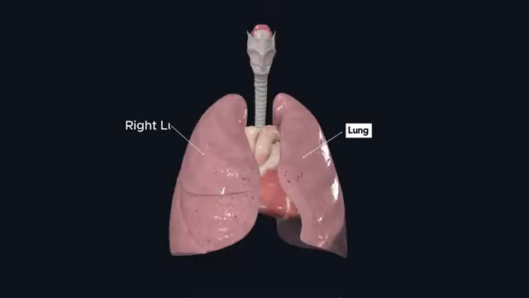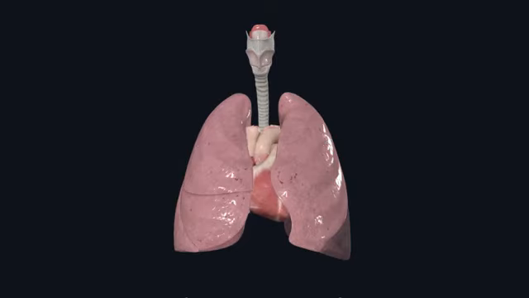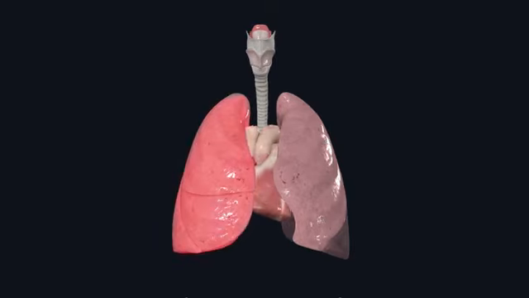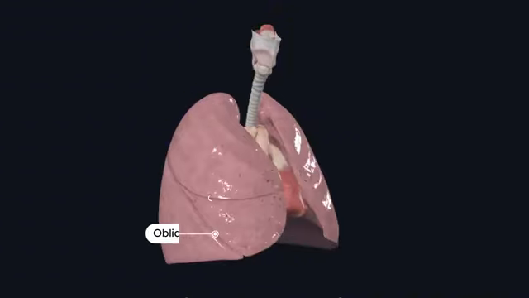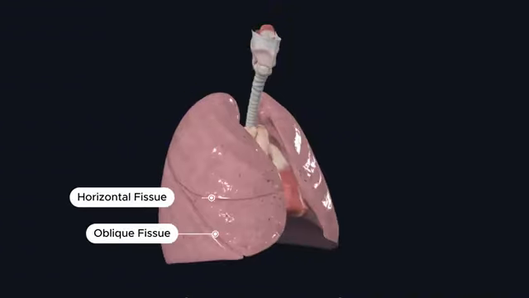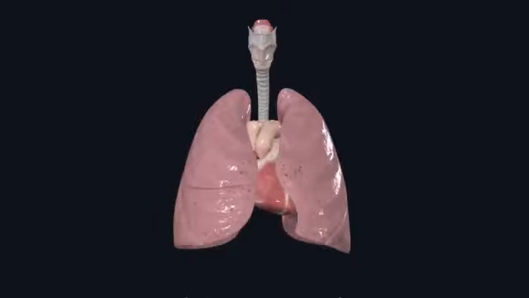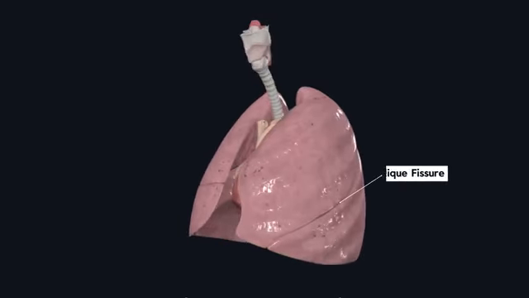Difference between the right lung and left lung. The right lung is slightly larger and heavier than the left lung. The right lung is divided into three lobes: the upper lobe, middle lobe, and lower lobe. The lines separating these lobes are called fissures. There are two fissures in the right lung, the oblique fissure and the horizontal fissure. The left lung is divided into only two lobes, the upper lobe and lower lobe. Between them, there is only a single oblique fissure.